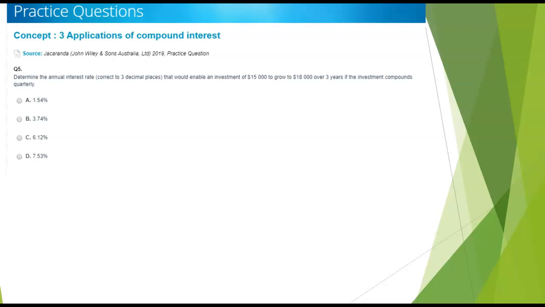So question 5, determine the annual interest rate to 3 decimal places that would allow an investment of $15,000 to grow to $18,000 over 3 years if the investments are compounded quarterly. So if you remember from the slides earlier, we'll need to rearrange the compound interest formula to make I the subject of the equation.